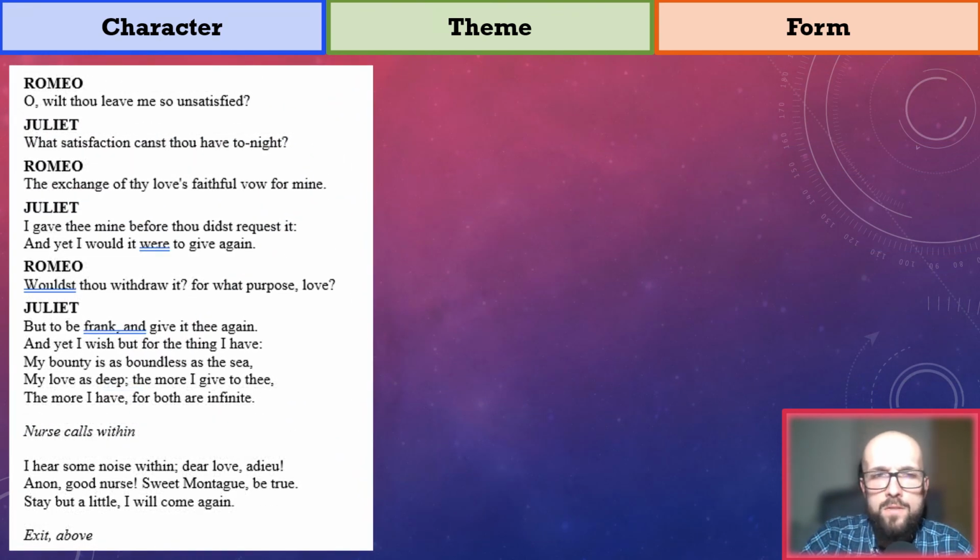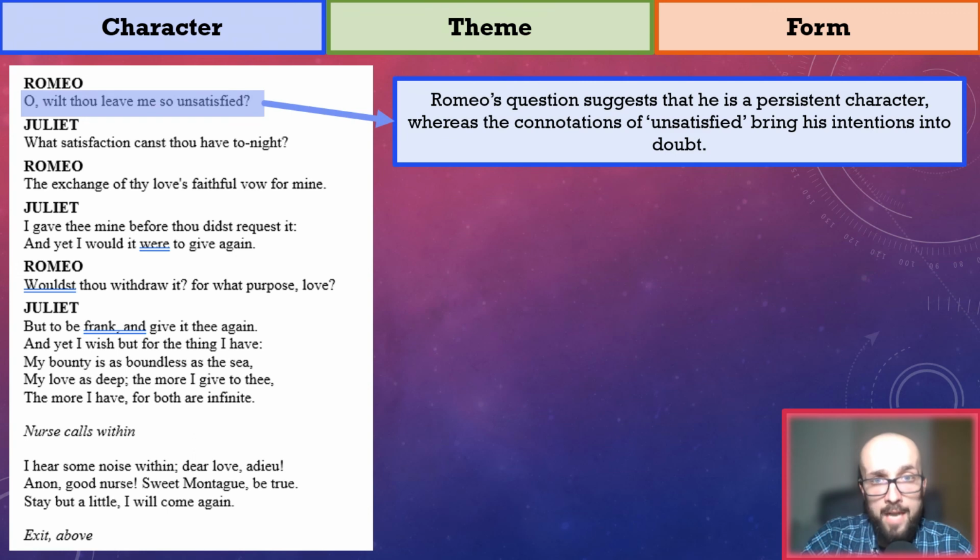But Romeo does not like the fact that Juliet is leaving him all on his own. He questions, somewhat pleadingly, "Wilt thou leave me so unsatisfied?" Now this question suggests to me that Romeo is a persistent character because he clearly wants something from Juliet, whereas the connotations of unsatisfied brings his intentions into doubt once again.